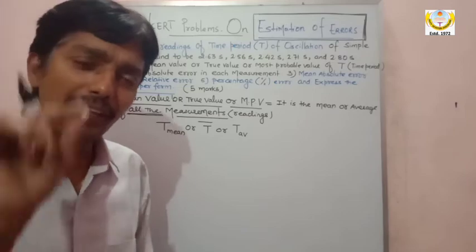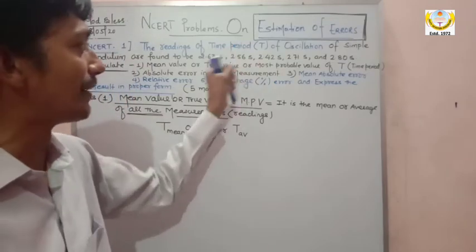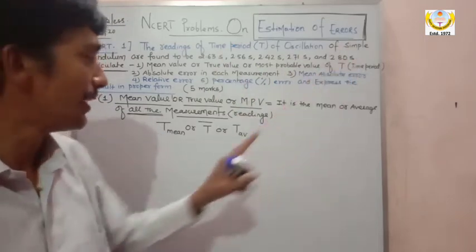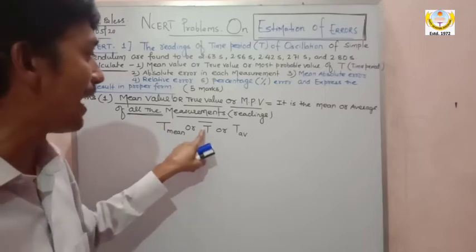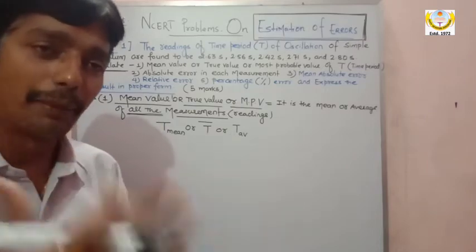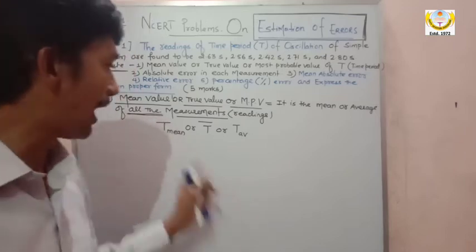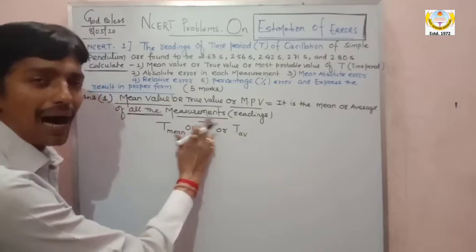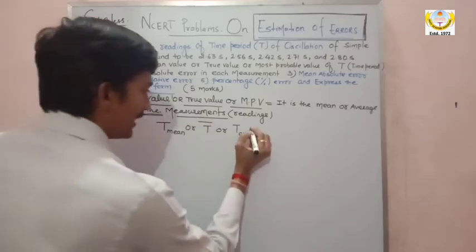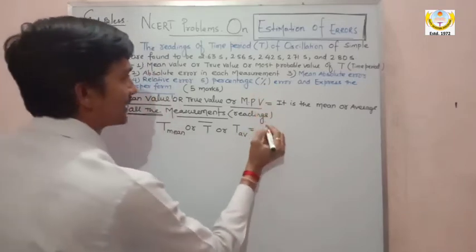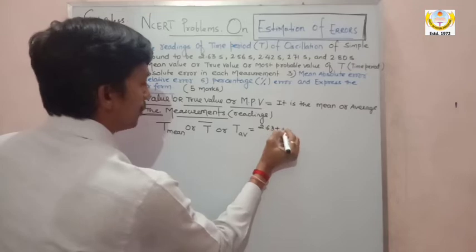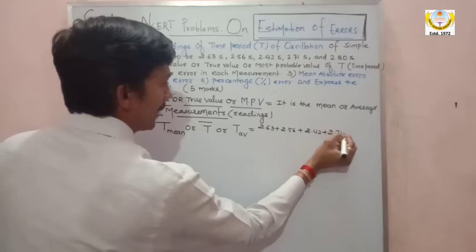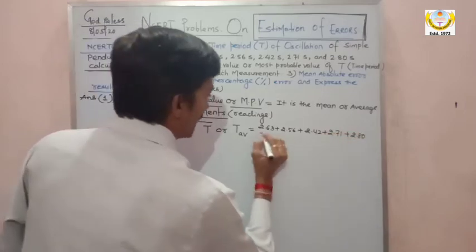But why am I writing T everywhere? Because we have readings of time period. If we had readings of mass, I would write mass mean, m bar, or mass average. Try to understand: as the problem situation changes, the alphabet will change, but this suffix, this mean, this bar symbol remains the same. So now here it will be simple. Let's start. So what is the answer? This is 2.63 plus 2.56 plus 2.42 plus 2.71 plus 2.80, whole divided by 5.